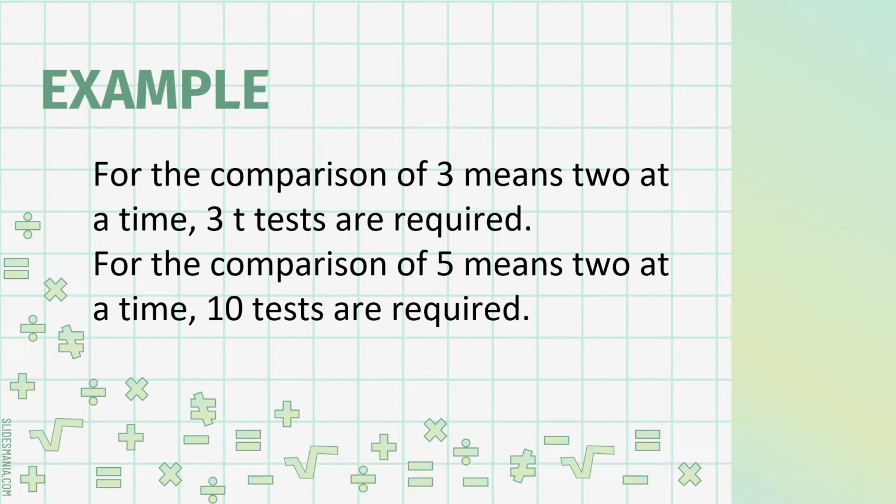So sa unang example, halimbawa meron kang 3 means. So let's say mean 1, mean 2, and mean 3. 3 t-tests are required. Kasi nga, every t-test, dalawa lang ang kaya niyang i-compare. So, mean 1 and mean 2, mean 1 and mean 3, and mean 2 and mean 3. Di ba parang time-consuming masyado or mas maraming t-test ang kailangan. Unlike kung gagamitin natin yung f-test or the analysis of variance.